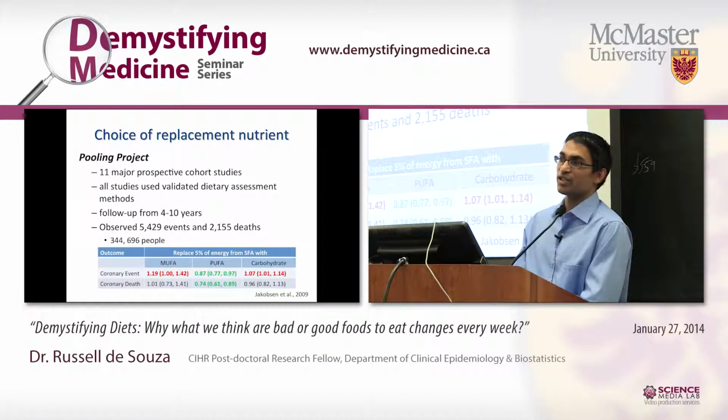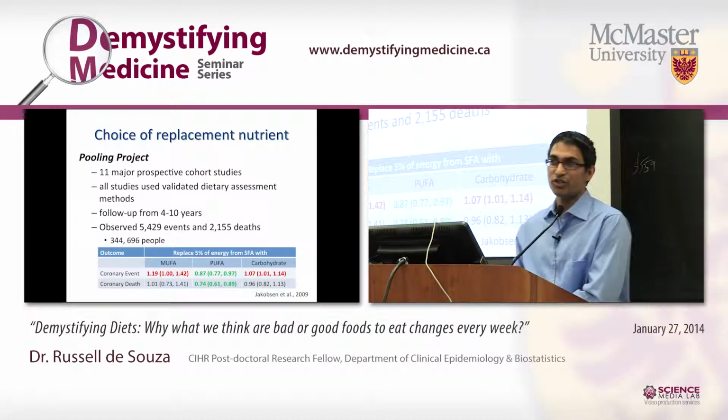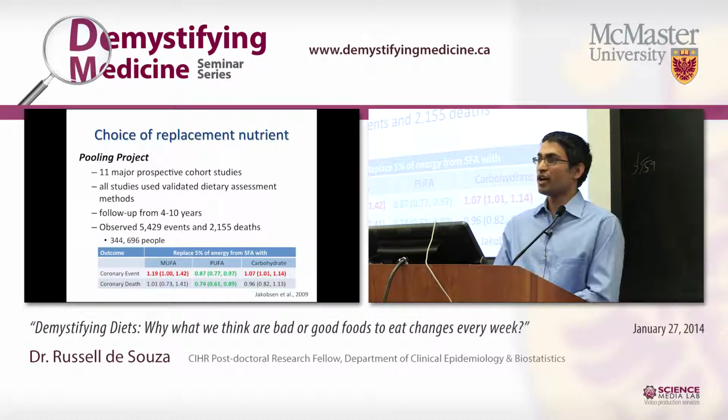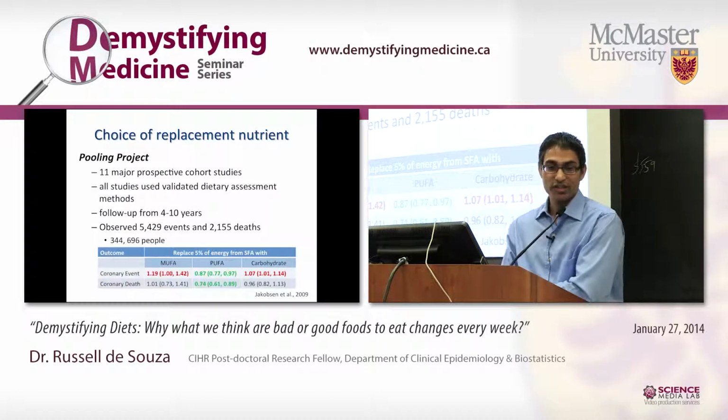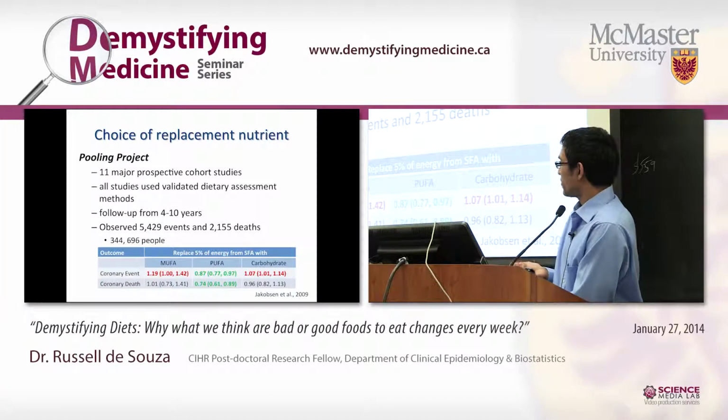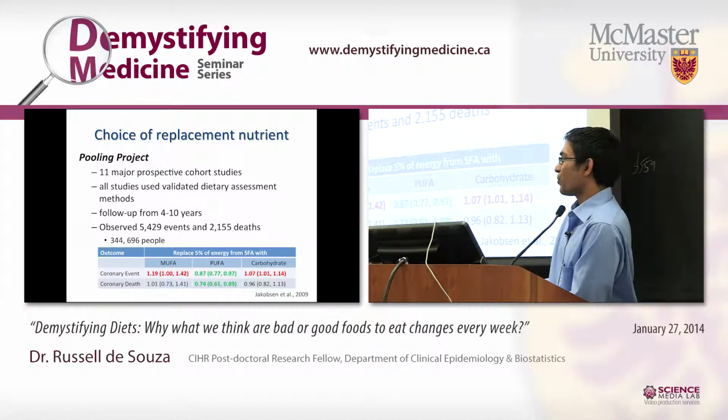So one of the largest studies to look at the substitution question was something known as the pooling project, which pooled 11 major prospective cohort studies that measured diet using validated food frequency questionnaires, and they had a follow-up of about 4 to 10 years. And they observed 5,000 CHD events and about 2,000 deaths in 300,000 people. And what they showed here was that replacement of 5% of energy from saturated fat, so remove 5% and replace it with either monounsaturated fat or carbohydrate, and your risk of coronary event actually went up slightly, but replacement with polyunsaturated fat led to a reduced risk.